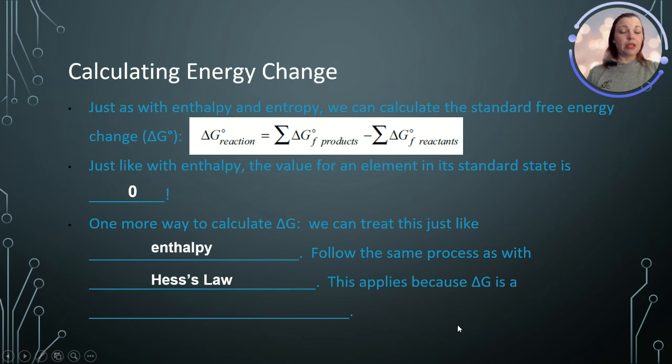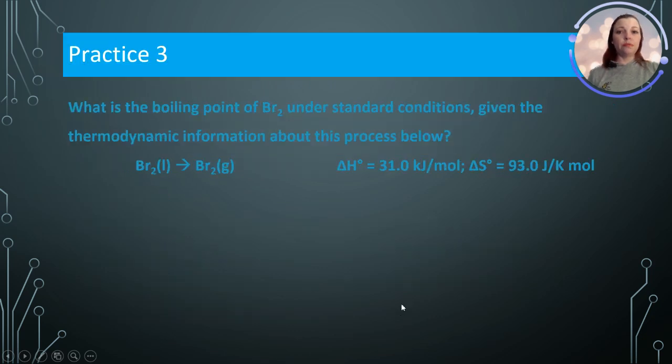The reason we can do that is because, like enthalpy, Gibbs free energy is a state function, meaning it doesn't matter how you get there. You just compare the reactants to the products overall. And so we're going to use this factor of free energy again moving forward.